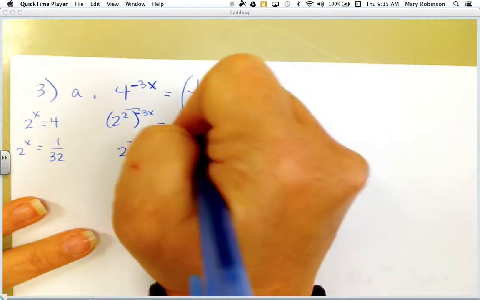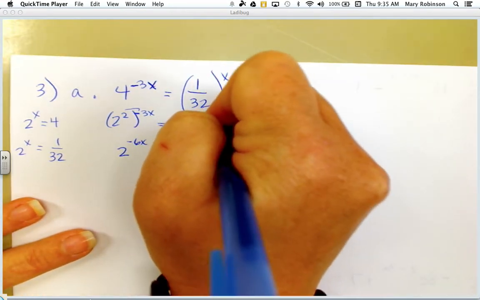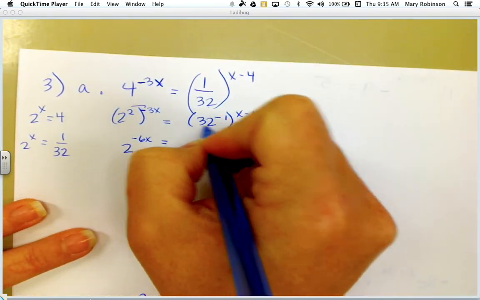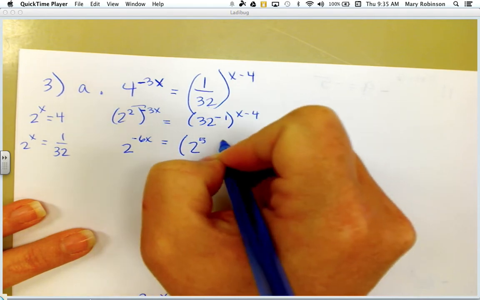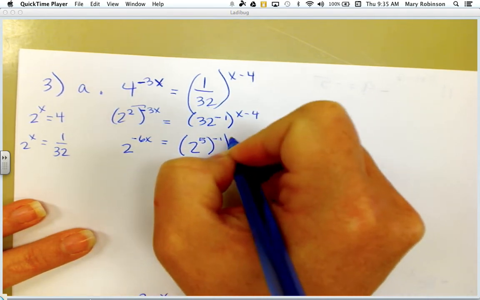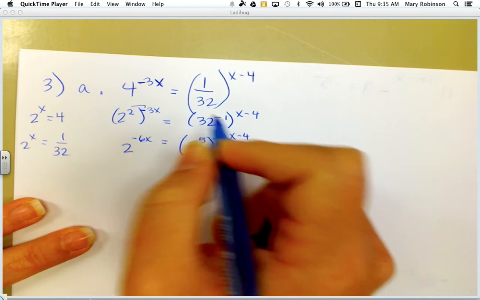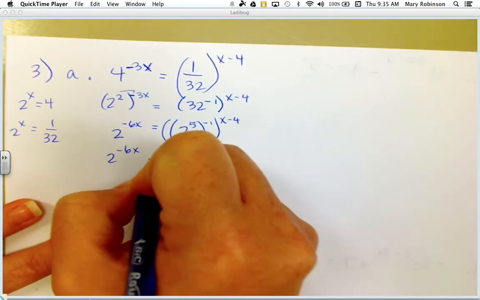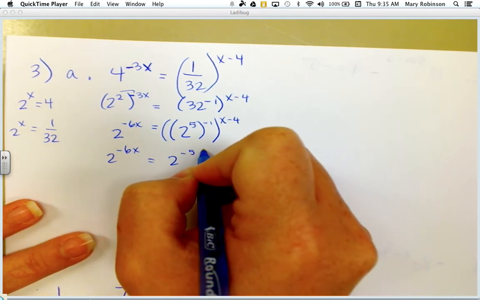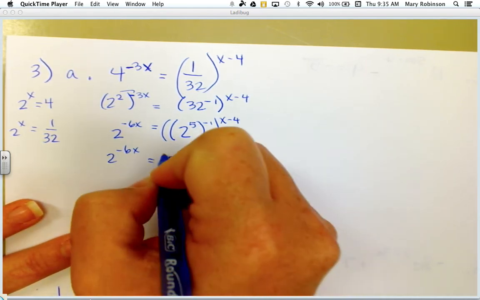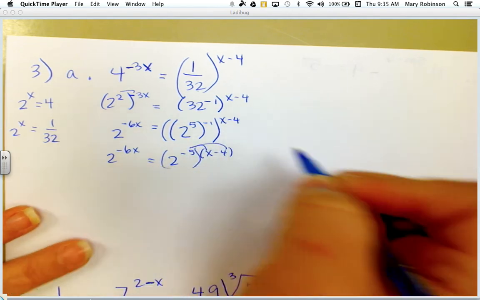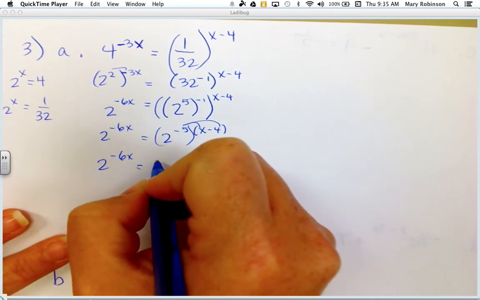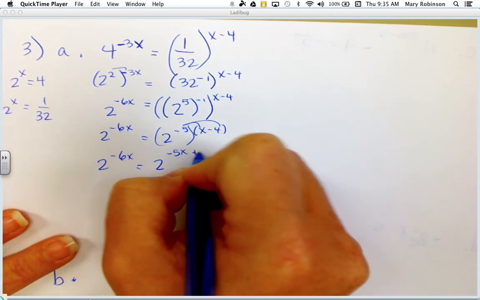Here on the left, we should end up writing this as 32 to the negative 1 power. And then recognize that 32 is actually 2 to the 5th power to the negative 1 power. I guess I should have an extra one over there. So this was actually going to become 2 to the negative 5th to the x minus 4. And there we'll have to distribute our exponents. So that'll be 2 to the negative 5x plus 20.